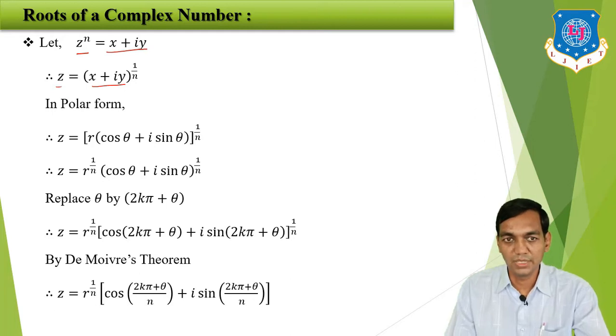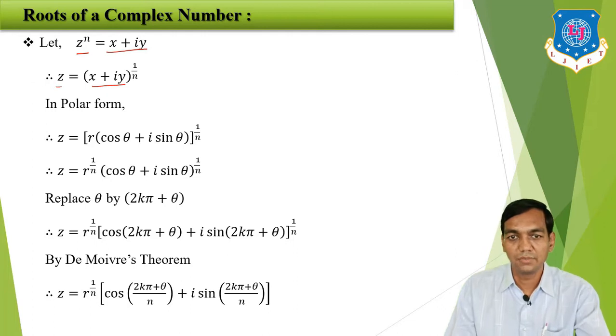Now we are going to replace theta by 2k pi plus theta. We are replacing this with a general argument. So z will be r raised to 1 upon n (cos 2k pi plus theta plus i sin 2k pi plus theta) raised to 1 by n. And by De Moivre's theorem, this power will be in the multiplication of angle. So you will get z equal to r raised to 1 upon n (cos (2k pi plus theta) upon n plus i sin (2k pi plus theta) upon n).